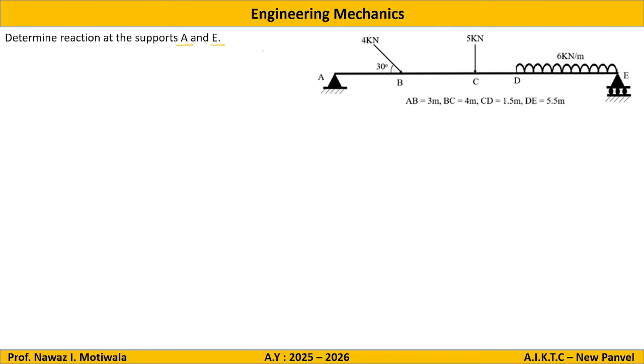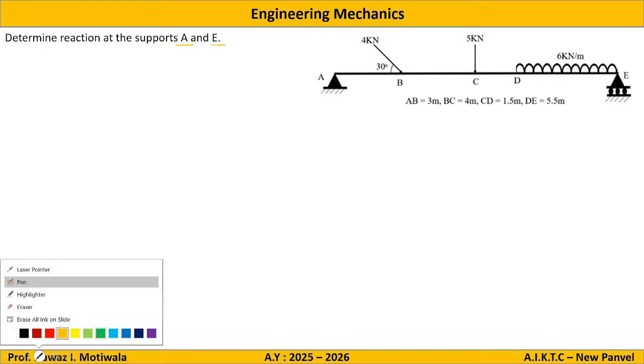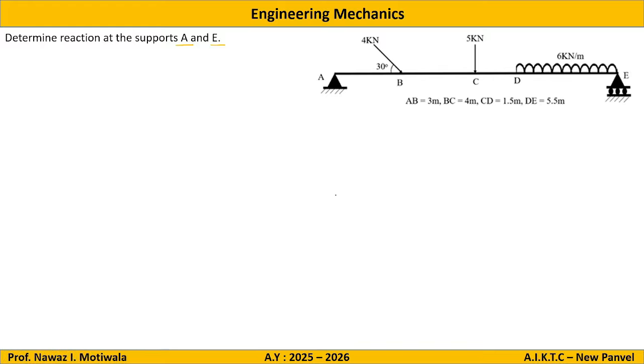Determine reaction at supports A and E. So basically this is a question of support reactions of a beam. So what we need to do is I will make the same beam again down and I will make a free body diagram for this.